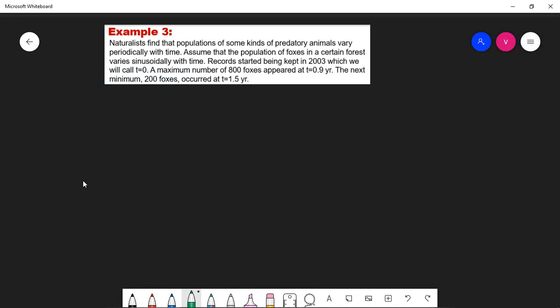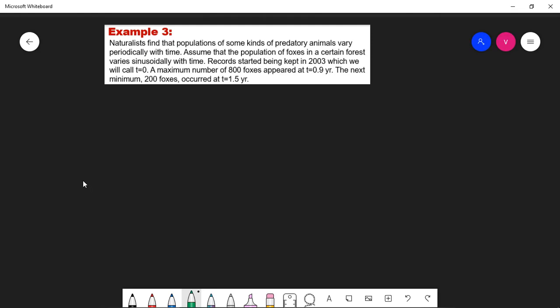So we have the population of predatory animals that vary periodically with time. Again, harmonic motion, it is something that varies its distance or its population or its number over time. Okay, so we're talking about now a fox population in a certain forest that varies sinusoidally with time. Records started being kept in 2003, which we will call t equals 0.